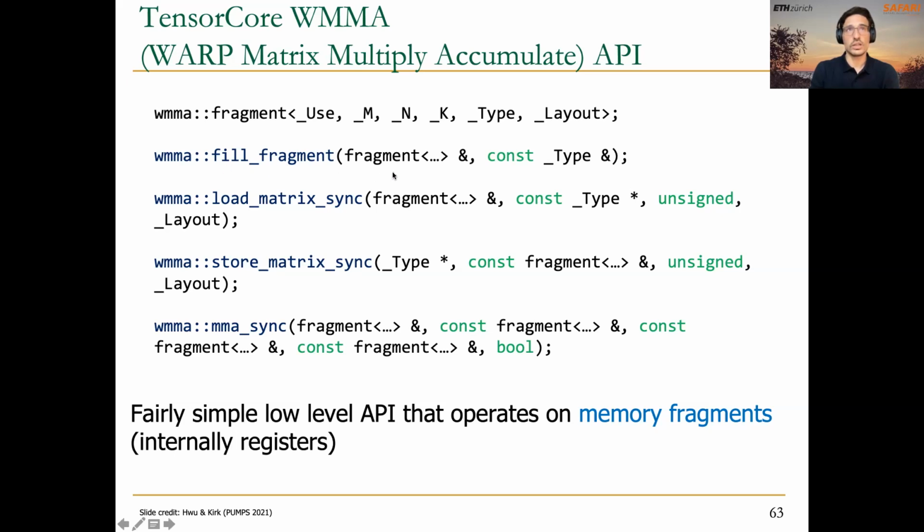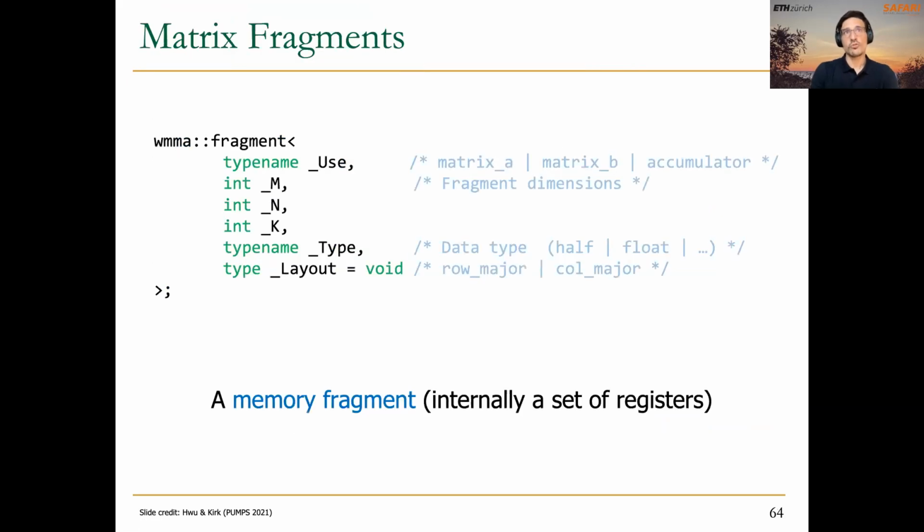Here you can identify fill fragment, which is for initialization. This is to load a fragment from global memory into the registers, to store a fragment back to global memory, and to perform the matrix multiplication operation. So let's take a closer look at each of them. First of all, at the matrix fragment, we have to define whether this matrix fragment corresponds to matrix A, matrix B, or the accumulator. This is a fragment that keeps the partial results.